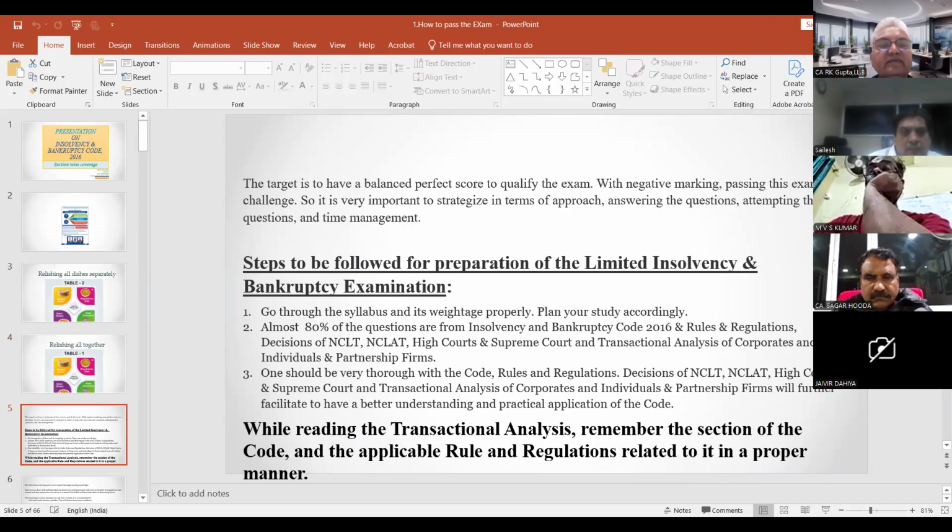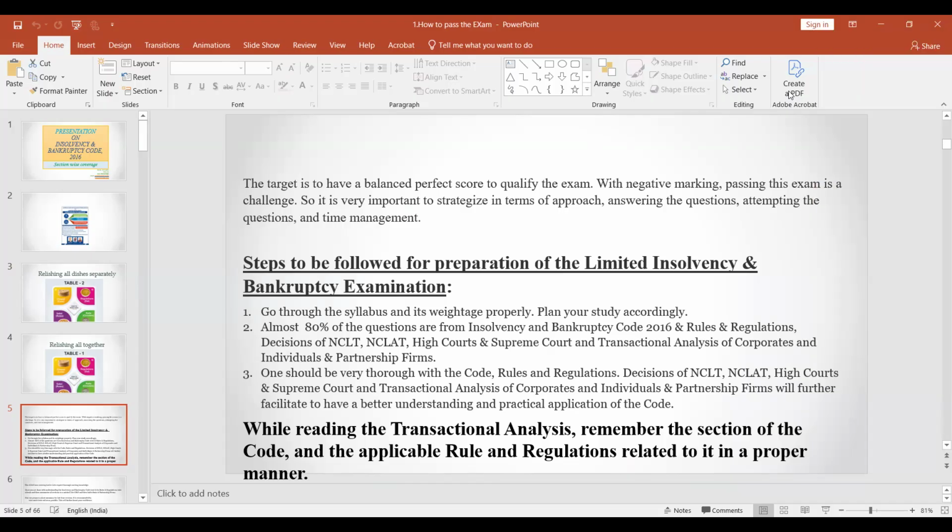So today it's going to be very basic. Basically, the target is to have a balanced perfect score to qualify the examination. There are basically two challenges which the students face. Sometimes people are good in IBC, good in the code, but they are not good in the allied laws. So that is also a big challenge.